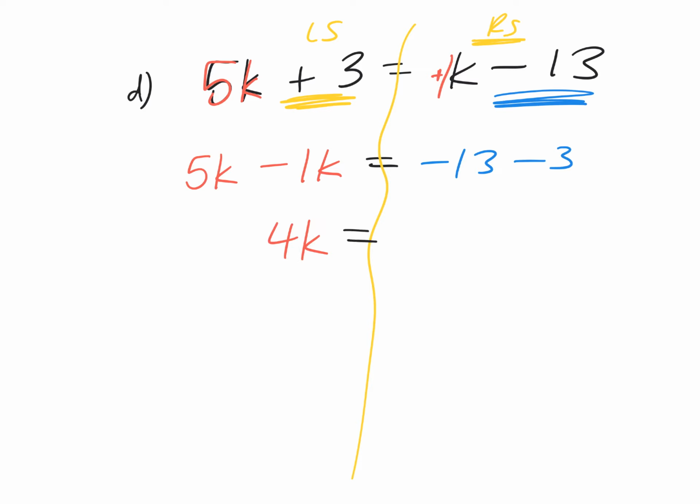4K. Good. This is the hard part. Negative 13 take away 3 is what? Negative 16. Use your calculator if you need it. What do I have to do to both sides now to get K by itself? Divide. Divide by? 4. Good. That gets rid of that. Divide by 4. A negative divided by positive is a negative. Negative 16 divided by 4?